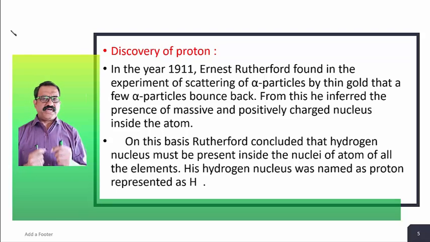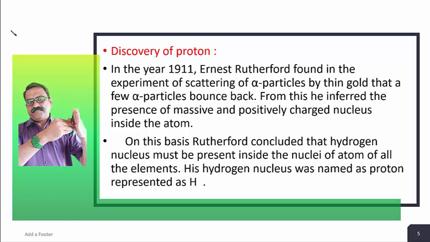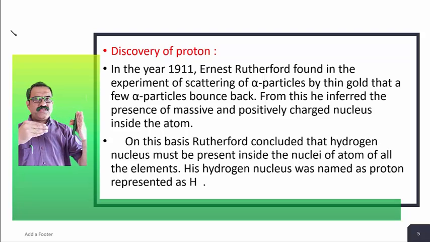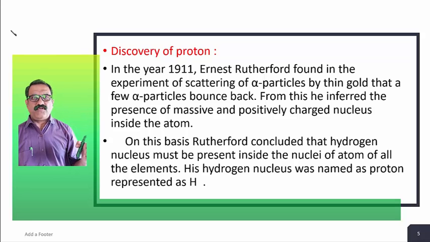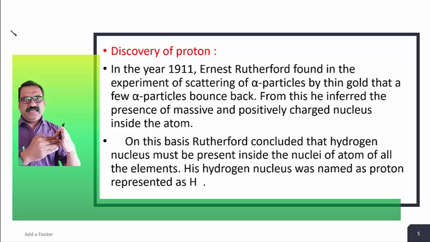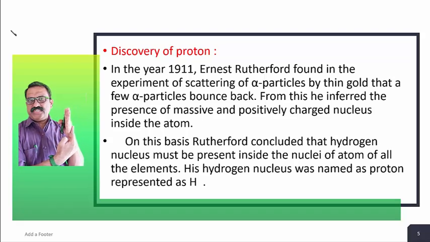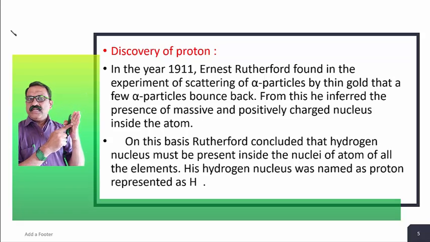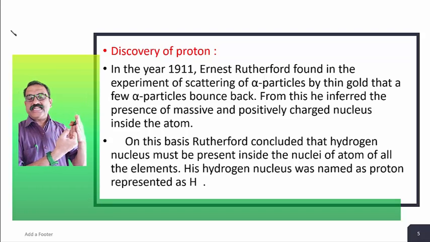Rutherford conducted the alpha particle scattering experiment. That is, alpha particles are bombarded on this gold foil. What happens? This positively charged alpha particle should pass through the gold foil. But during this experiment, he observed that a large number of particles penetrate the gold sheet. Some particles are deflected by a small angle and very few alpha particles rebound or return back.